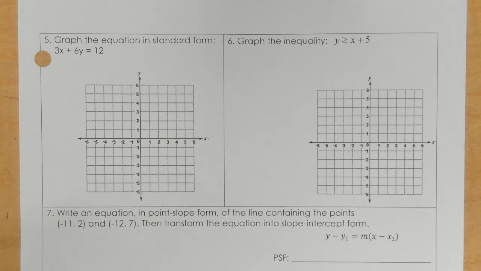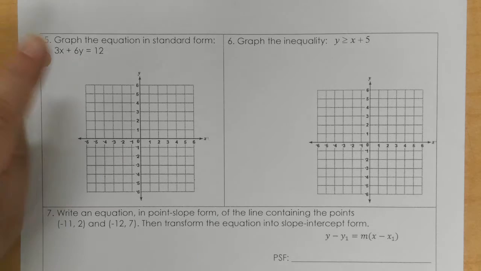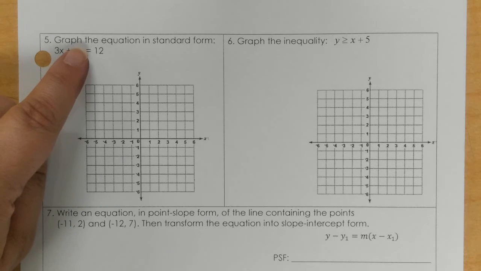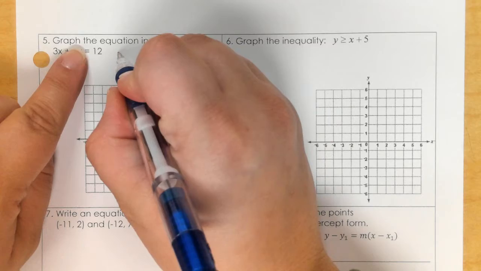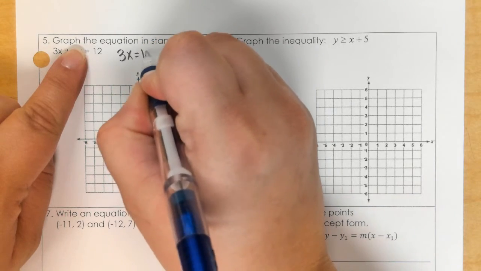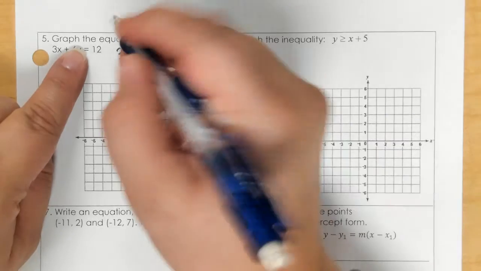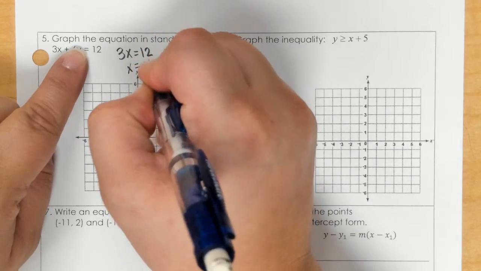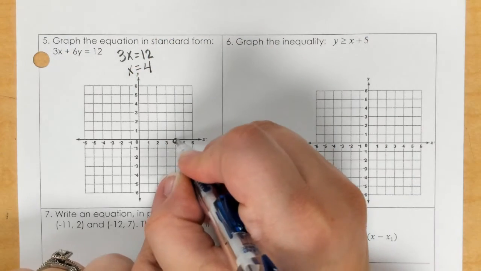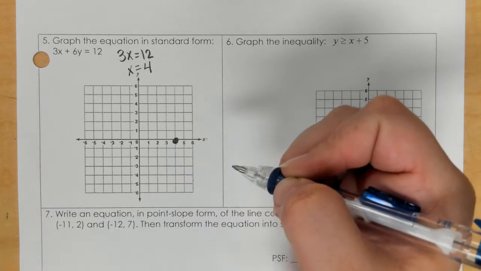For number 5, it says graph the equation in standard form. So I need to do the cover-up method. To find the x, I cover up the y, and we say that this is 3x equals 12. So to solve, I would divide by 3. 12 divided by 3 is 4. So I put a point at the 4 on the x-axis.